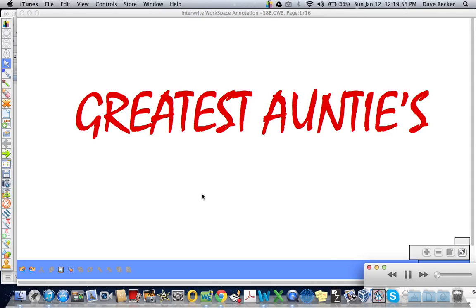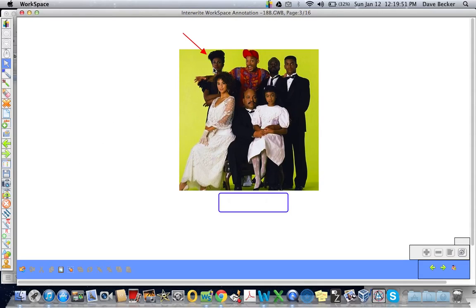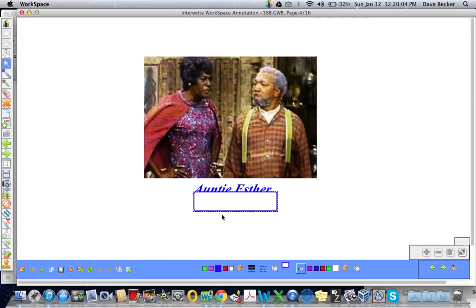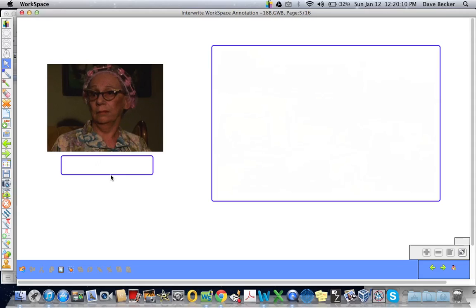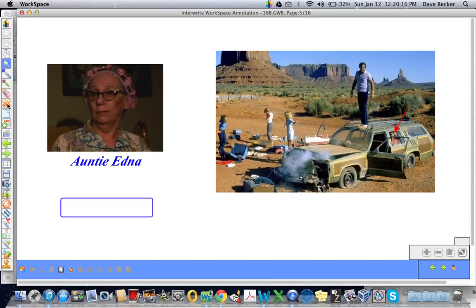We are talking about the greatest aunties of all time today. For example, see how many you can guess here. This is the great Aunt B from the Andy Griffith Show. Of course, who can forget who is this from the Fresh Prince of Bel-Air? There you go. There's Auntie Viv. Auntie Viv. And then you guys are probably a bit too young for this from Sanford and Son. Auntie Esther. There she is right there. Oh my goodness. Who can forget Auntie Edna from the classic film Vacation? There she is stuck in the car after Clark's famous jump.